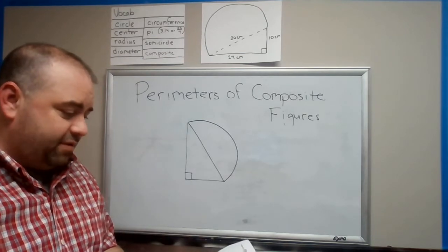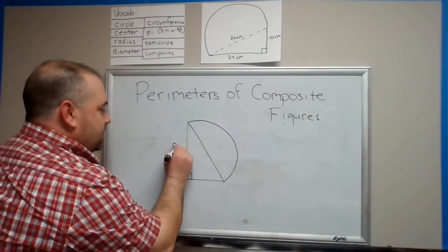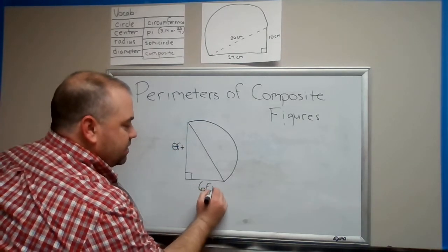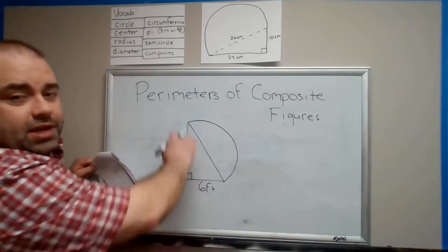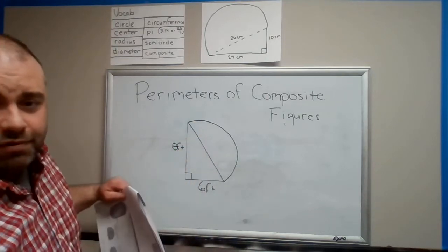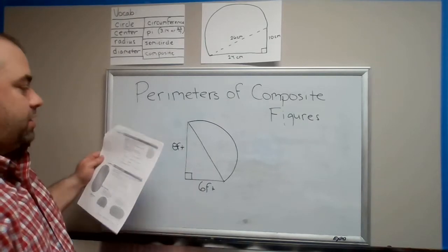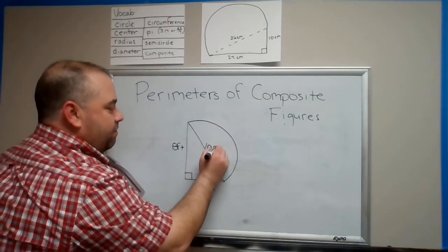So here we go. This is going to be 8 feet for this side. This bottom part is going to be 6 feet. And the semicircle, they don't tell me the outside because that'd be what we're looking for. But they are going to give me this hypotenuse alongside the triangle. So that's going to be 10 feet right here.